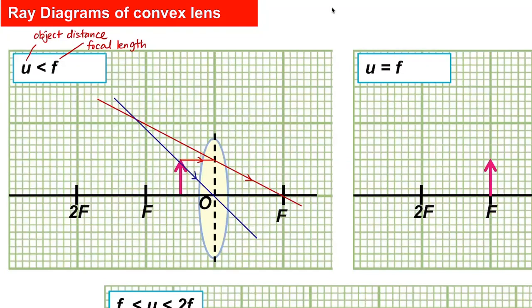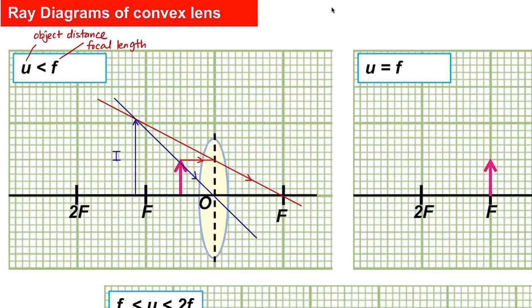And then as you can see, there is an intersection of the two lines there. And because it is formed on the same side as the object, this is a virtual image. And then you can draw the image here. This is I.